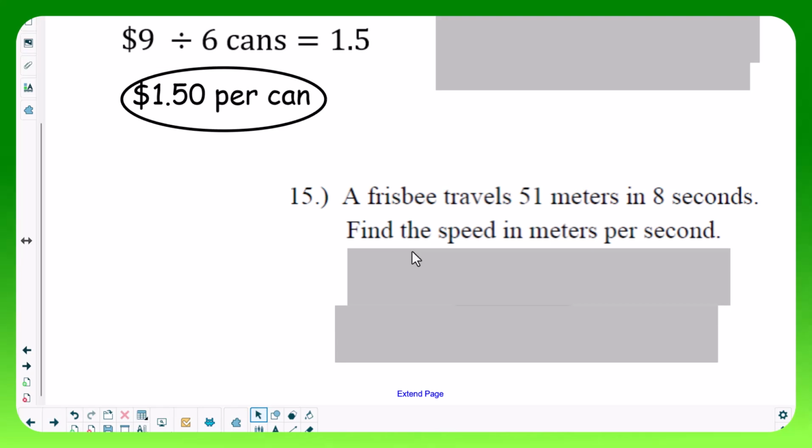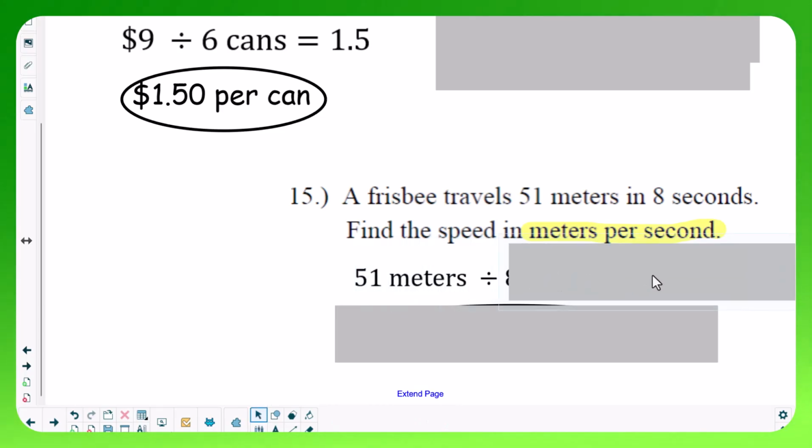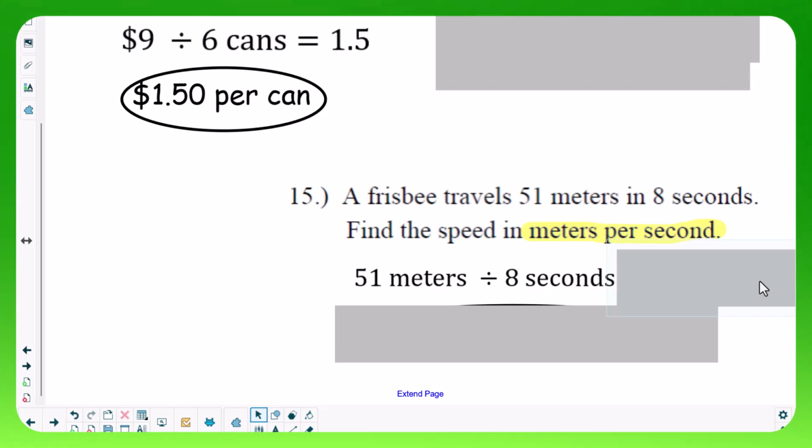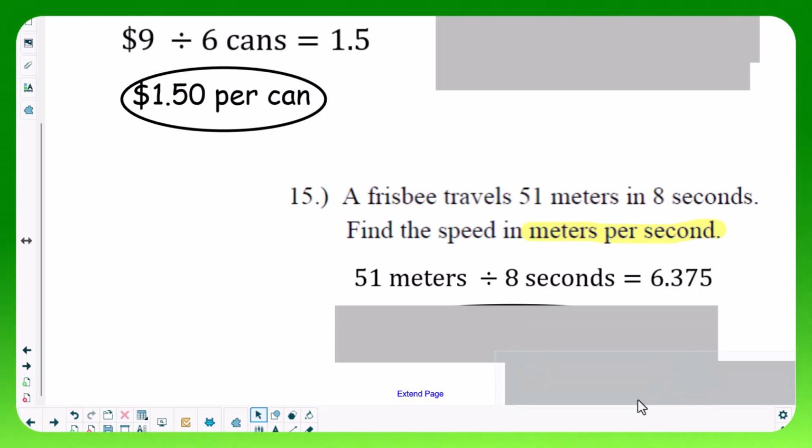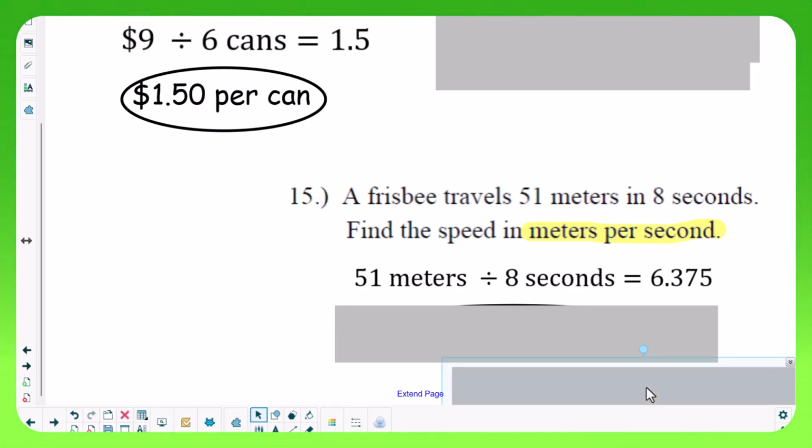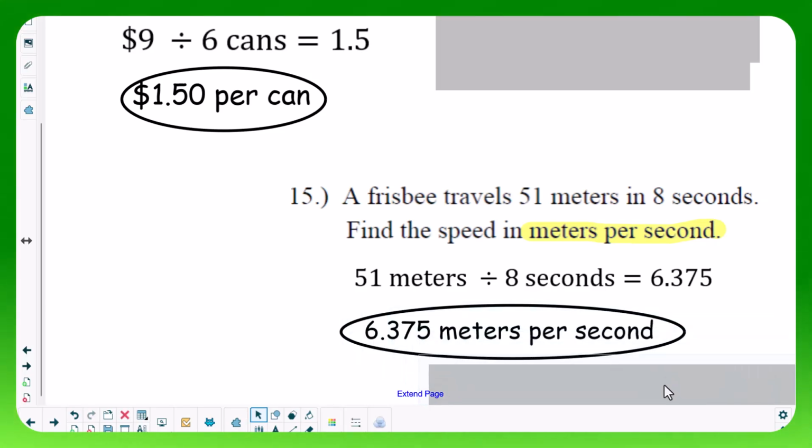So for number 15, a Frisbee travels 51 meters in 8 seconds. Find the speed in meters per second. So again, we're trying to find meters per second. We want to take the number of meters, which is 51 meters, divide that by 8 seconds. When we do that, we get 6.375. It doesn't ask us to round here, so we can write this whole thing out.